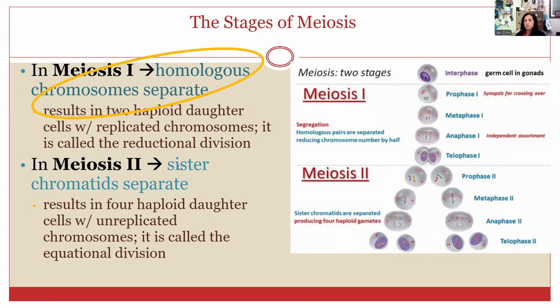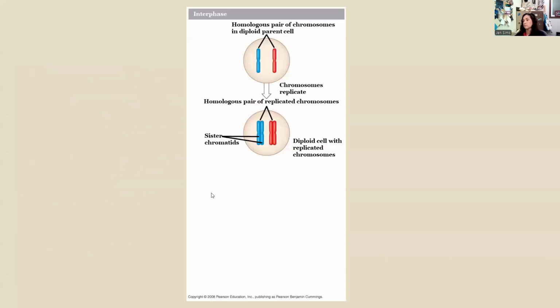So homologs, then sisters. Homologs, sisters. Okay, this is what it looks like. So here's your single chromosomes. Remember, that's normal. The sister thing is not. That means it's replicated, right? That's not real normal. Okay, so this is interphase. And then everybody's going to replicate. So your homologous pair replicates, and now you've got sisters held together by the centromeres. So that's just interphase. You've not done anything yet.